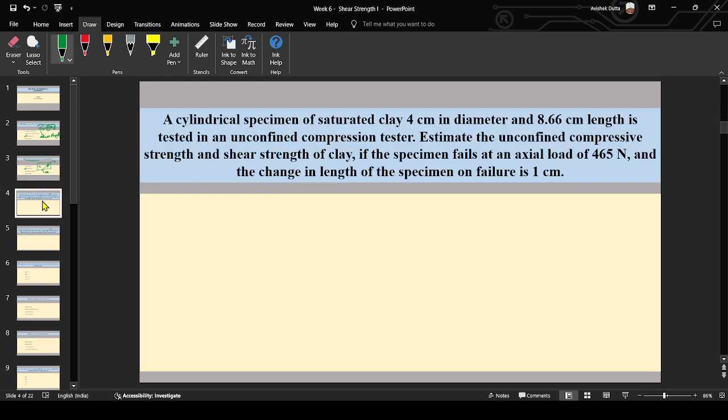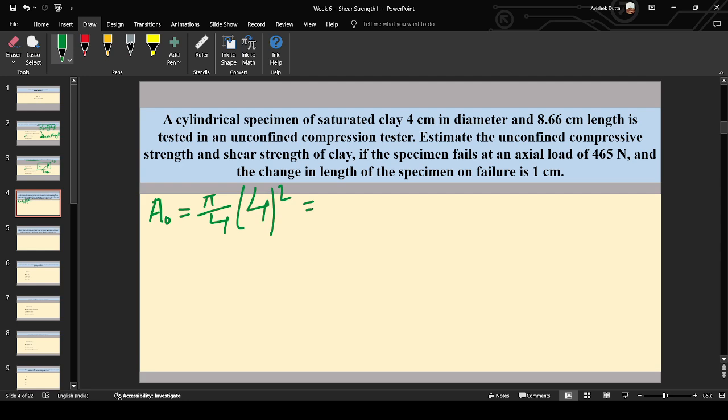A cylindrical specimen of saturated clay 4 cm in diameter and 8.66 cm length is tested in an unconfined compression tester. Estimate the unconfined compressive strength and shear strength of clay if the specimen fails at an axial load of 465 Newton and the change in length of specimen on failure is 1 cm. So over here, at first we can find out the initial area A0, initial area, it is pi by 4 d square. What is d? The diameter is 4.